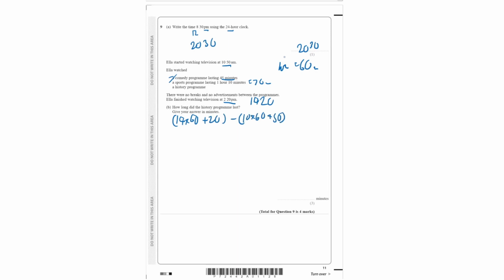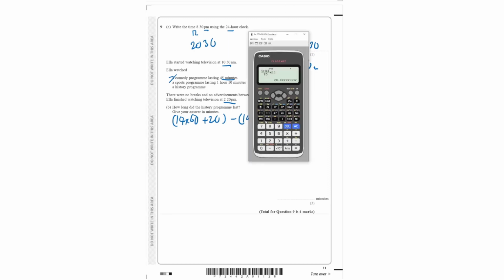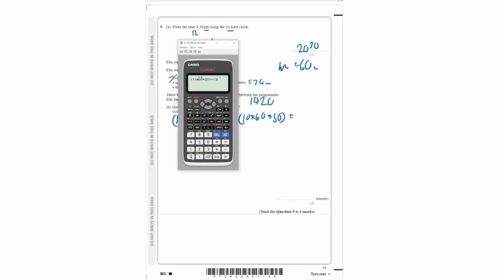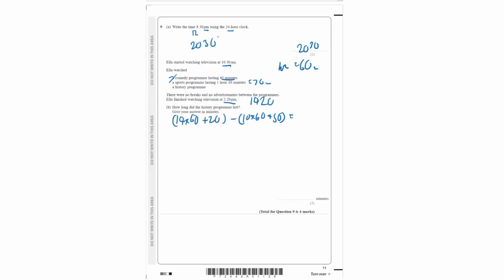In order to get the total duration in minutes, we can then use our calculator here: open bracket 14 times 60 plus 20, close the bracket, subtract, open bracket, we have 10 times 60 plus 50. We have 210 total minutes elapsed. And we can see here that the comedy program lasted 45 minutes.